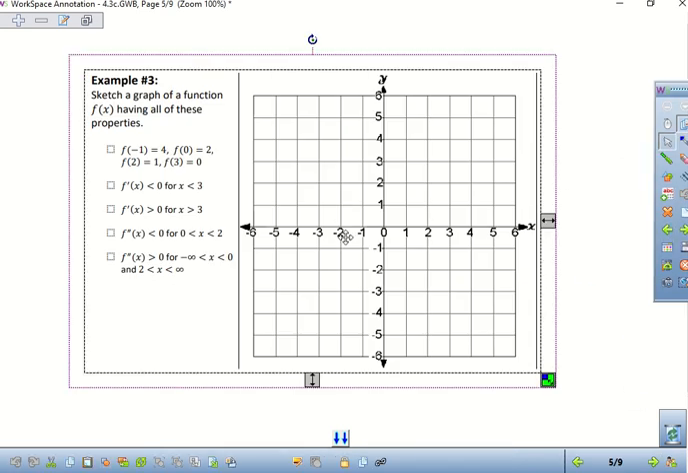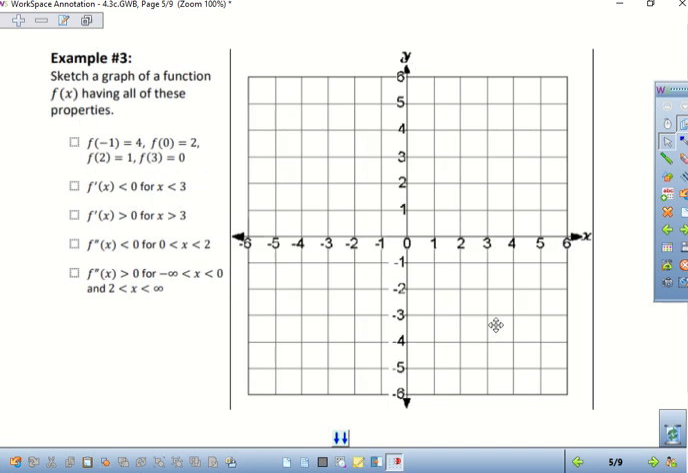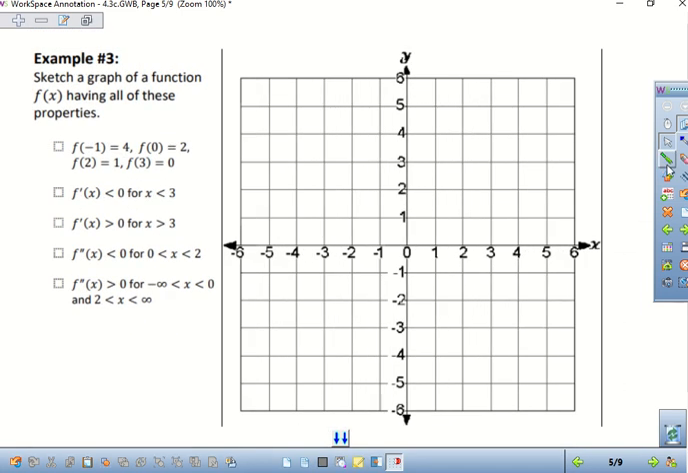Next one. So this is where things can be a little bit tricky. Here we are going to actually make a sketch of a graph using information provided to us. What can make this difficult is that with a sketch, you may have to erase certain parts of it. So I recommend doing this lightly in pencil every time so you can adjust things as necessary.